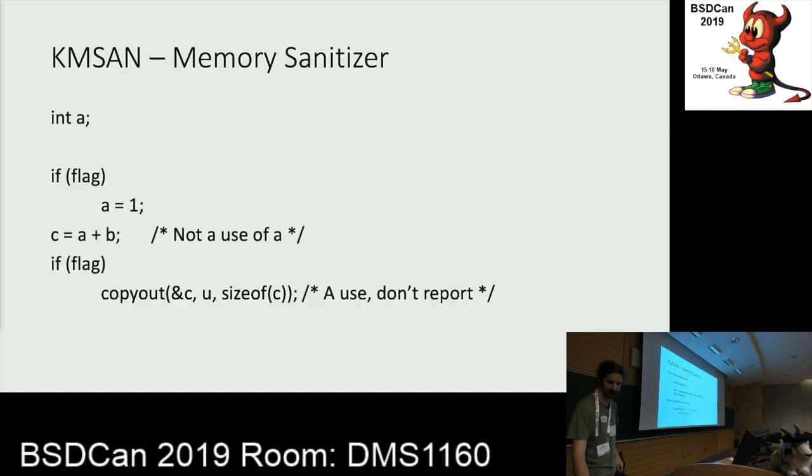With this case, writing this data will propagate it back. So if the flag is unset, the memory C will be poisoned, and if the flag is set, C will be unpoisoned.